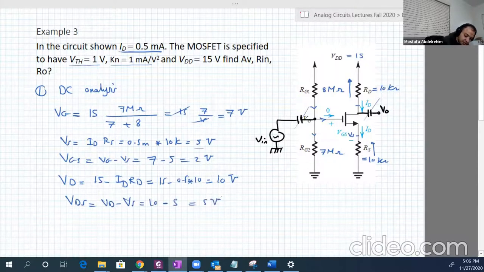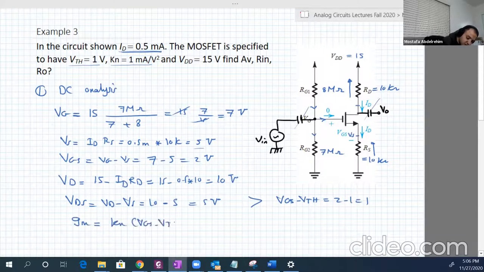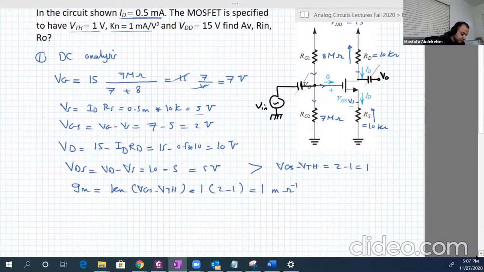So this is 5. And this is basically larger than VGS minus V threshold, which is 2 minus 1, which is 1. So we are working in saturation. And GM is equal to KN times VGS minus V threshold. VGS minus V threshold is just 1. So GM is 1 milli ohm inverse, because KN is in milli.